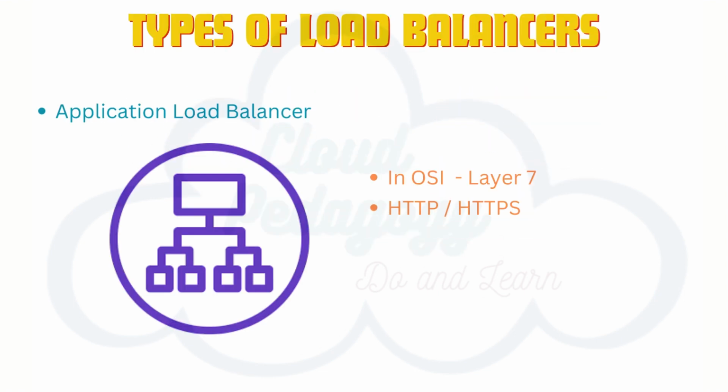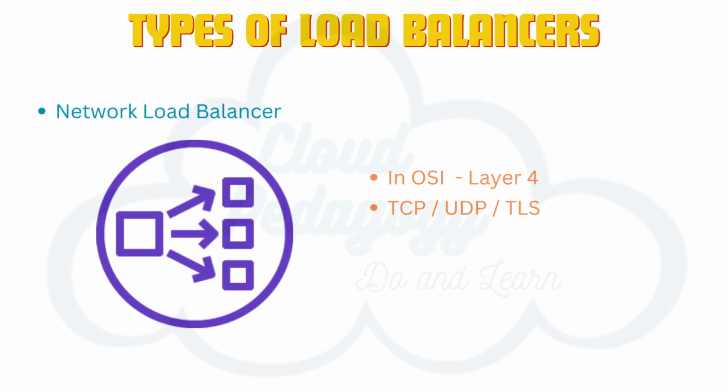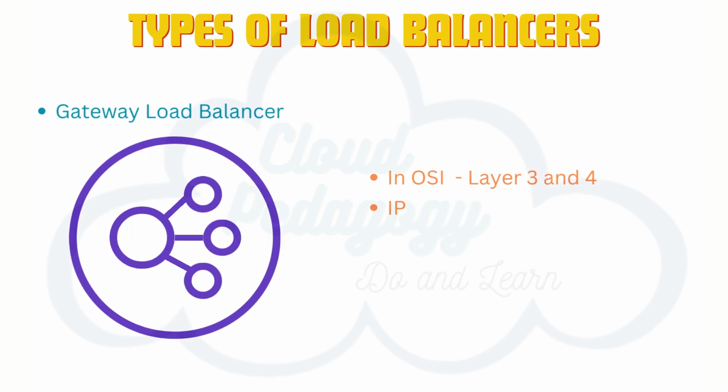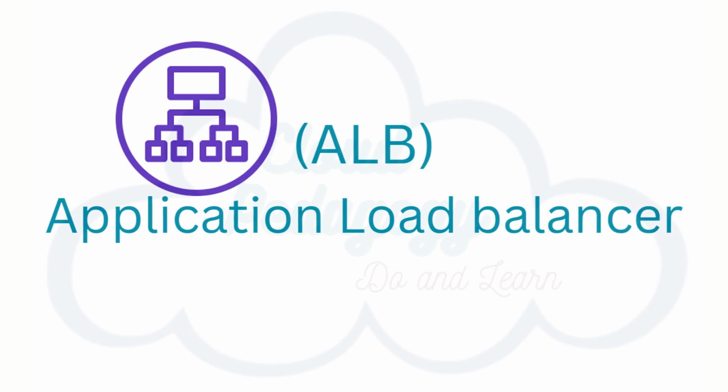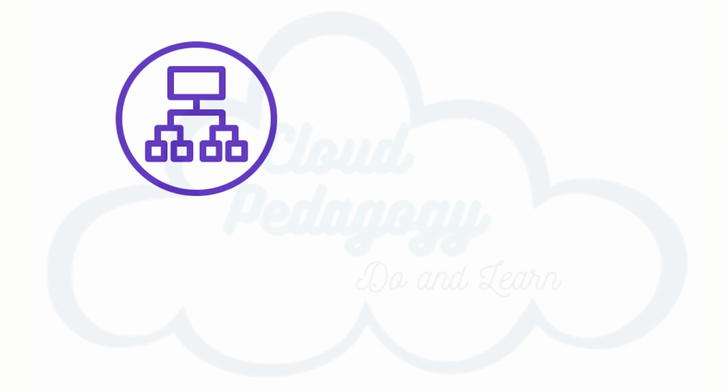In AWS, there is the application load balancer that load balances HTTP and HTTPS traffic. There is the network load balancer that load balances TCP, UDP and TLS traffic. And there is the gateway load balancer, which is mostly for routing traffic to third-party applications. Let's first understand what the application load balancer is.